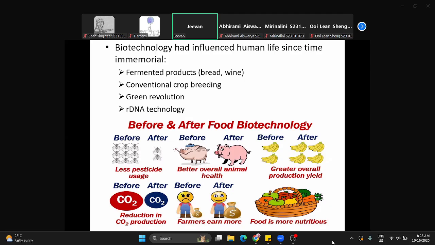The next way biotechnology can influence human life is through conventional crop breeding. We can grow the crops and shape them according to selection and breeding to suit our preferences. This is still happening. We are still shaping the crops in each of its harvests according to what we want.